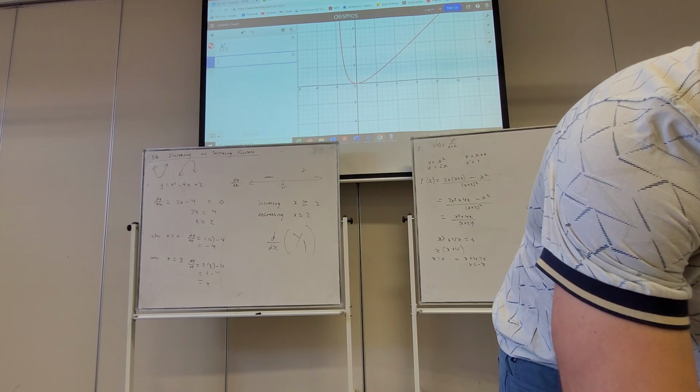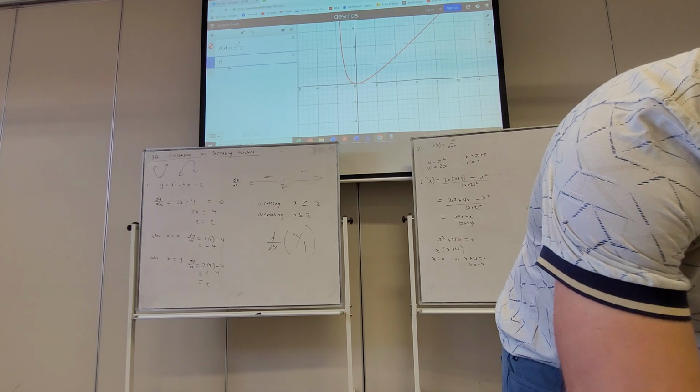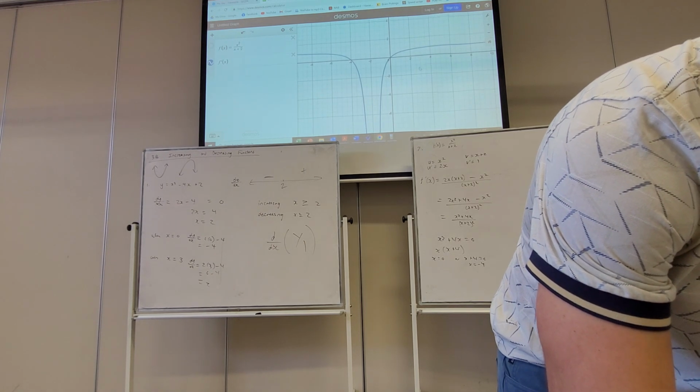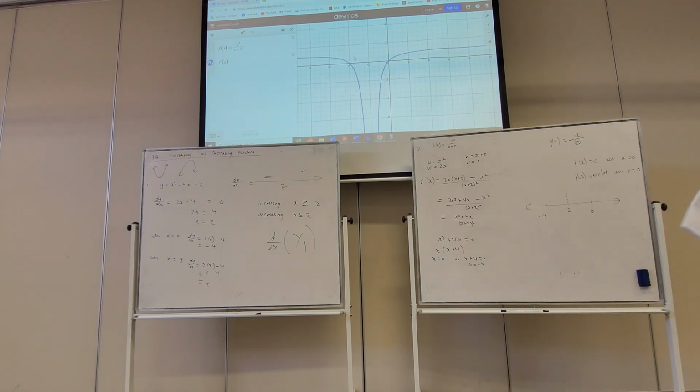And what I'm going to do, what you can do on Desmos, is graph f dash of x. And we can see, I'll give you guys a minute to do that. Get the derivative function.